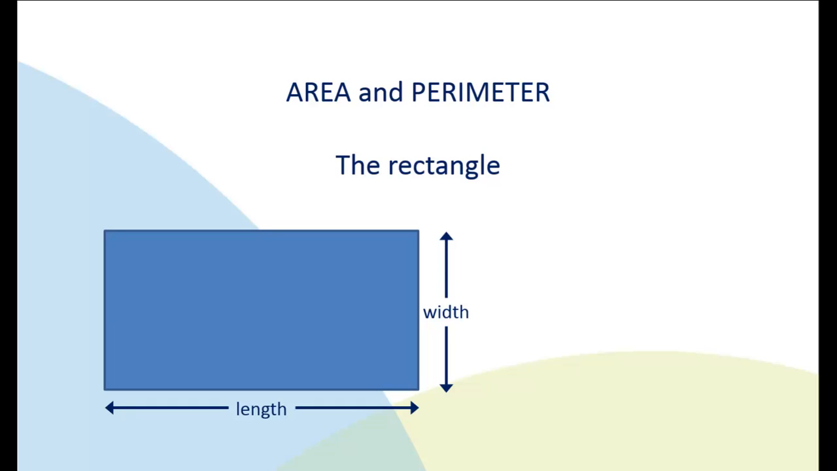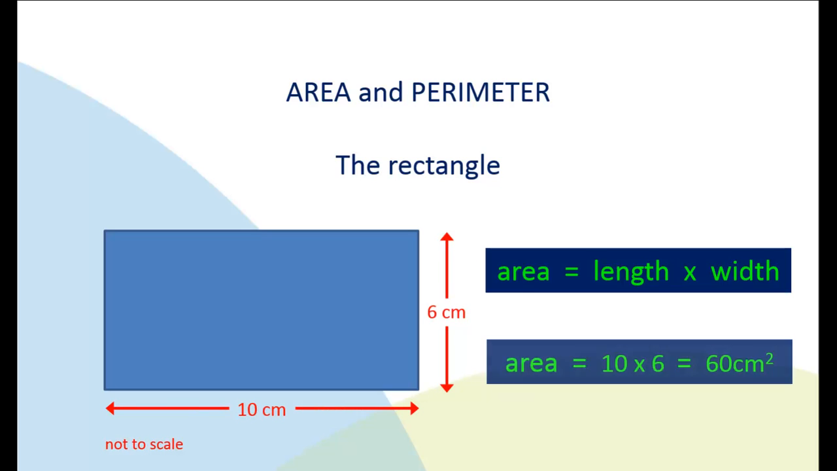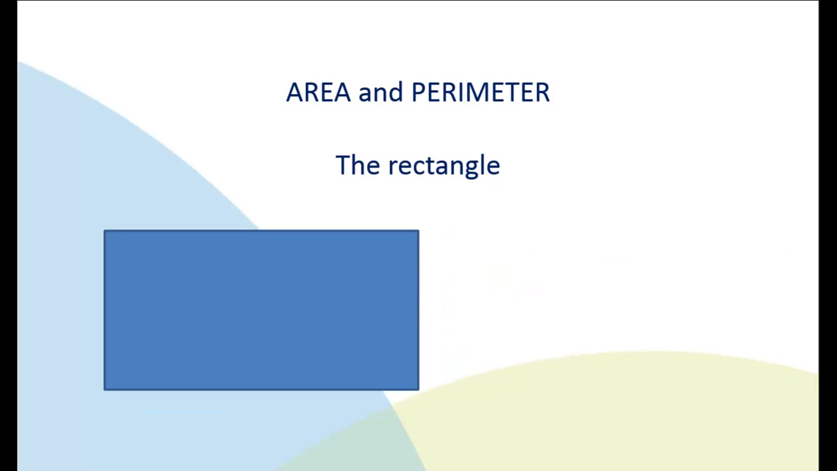And we want to know what the area of this shape is. Well, the area is just the length times the width. Or you could also say the width times the length. So let's put some numbers in. And so we've got one there, 10 centimetres by 6 centimetres, and our area is 10 times 6, 60 centimetres squared. It's as easy as that.